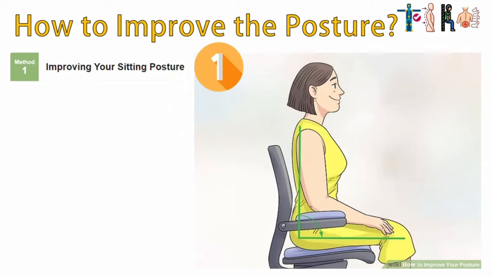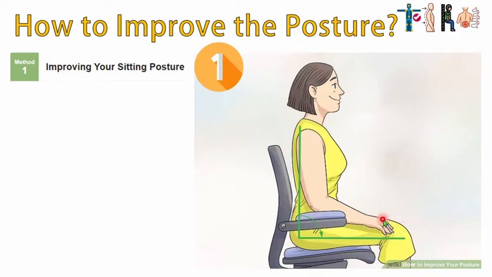So how to improve the posture? Number one, the first method, we call it improving your sitting posture. I know all of us sit on a chair every day, so there must be a proper position when we sit on the chair. Make sure your back is at a right angle to your thighs. Okay, just an L shape here.